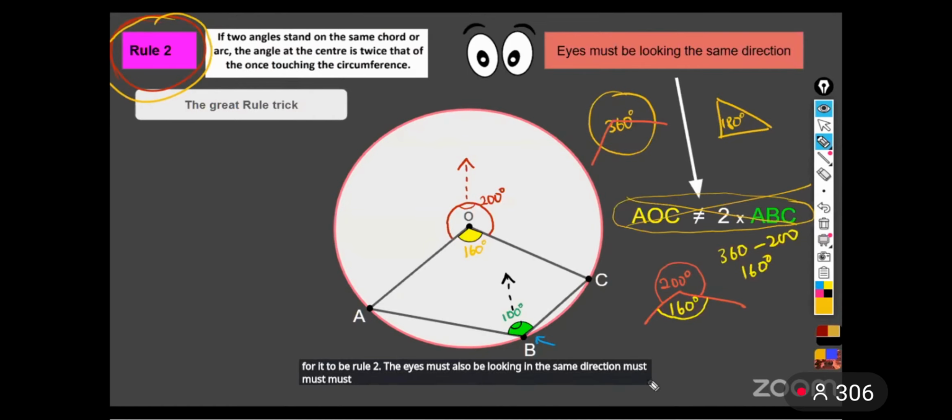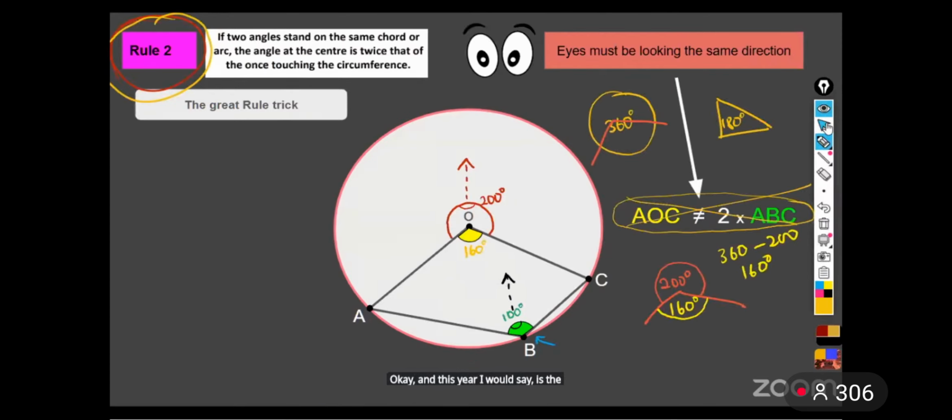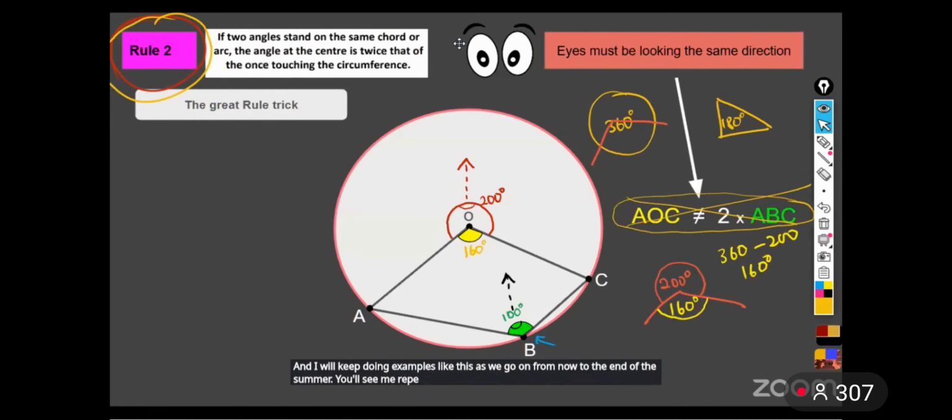Must. Right? And this here, I would say, is the most popular trick when it comes to rule 2 in the exams. The most popular trick. And I will keep doing examples like this as we go on from now to the end of the summer. You'll see me repeating this over and over and over.